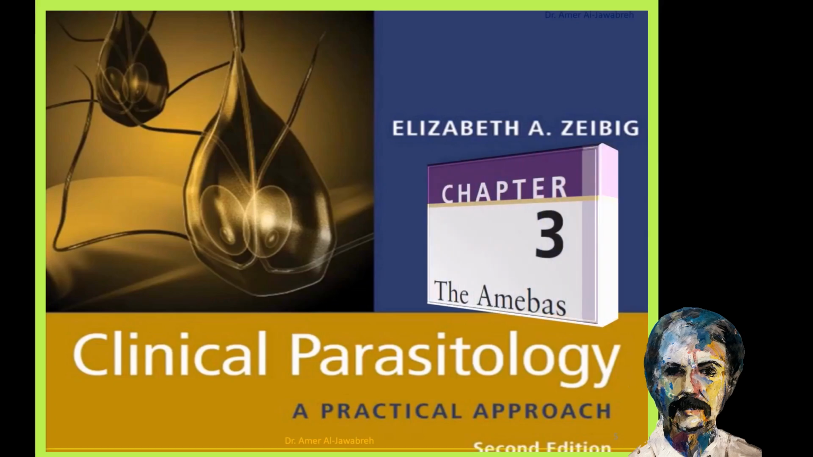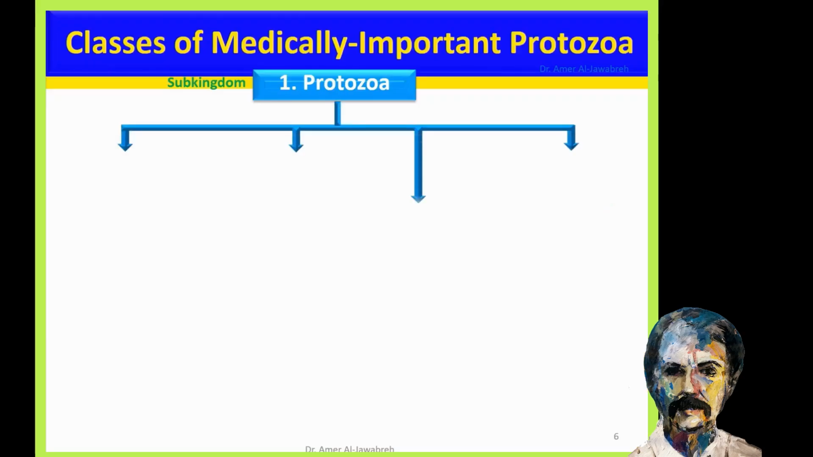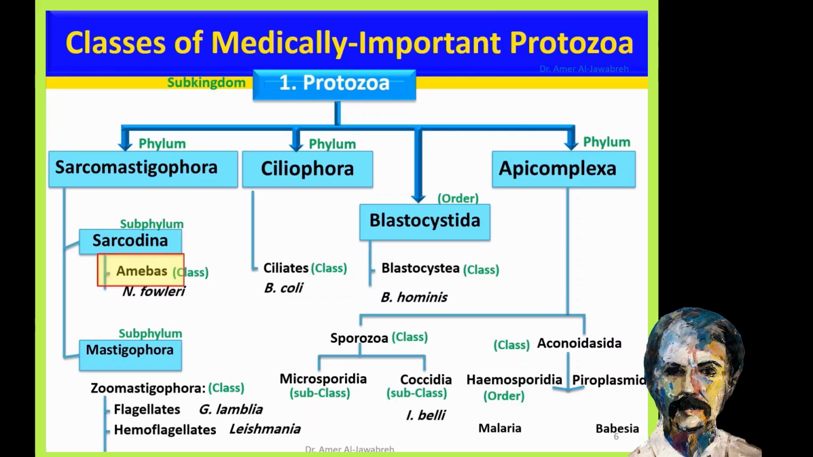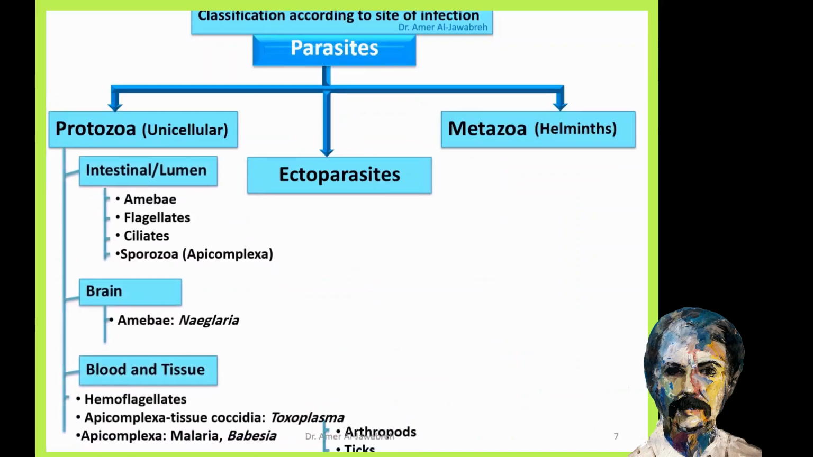Chapter 3, amoebas. So if you look here, taxonomically speaking, this is the taxonomy flow chart in front of you. Have a look at this. It's still Sarcomastigophora. Still we are talking about Sarcodina, and still we are talking about amoebas. So Sarcomastigophora, Sarcodina, amoebas. Still we are in the amoebas.